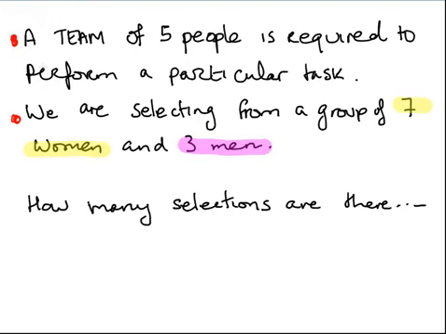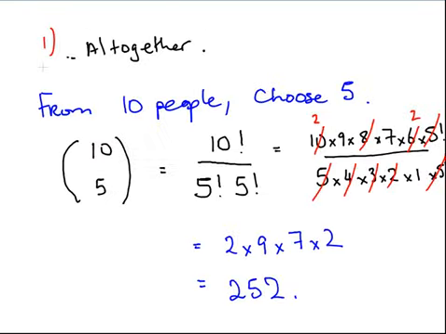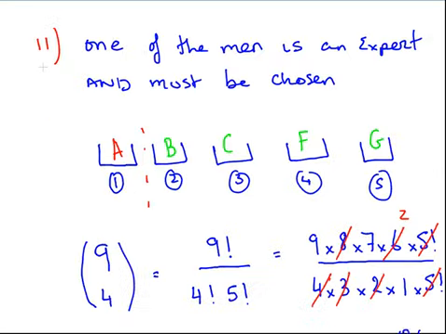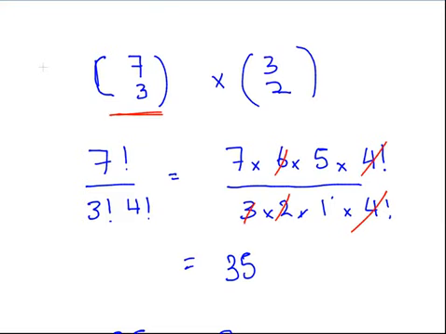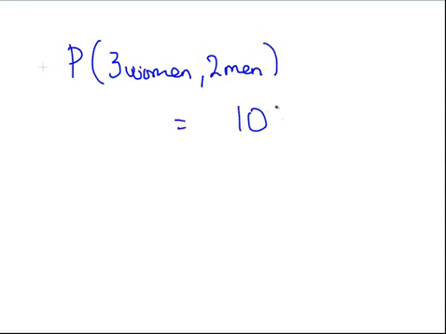Now, just as a remark, I'm going to go back to an earlier question here. A team of 5 people is chosen to perform a particular task. We are selecting from a group of 7 women and 3 men. How many possible selections are there altogether? We found that to be 252. So what I'm going to say here is that the probability of 3 women and 2 men is 105 divided by 252.